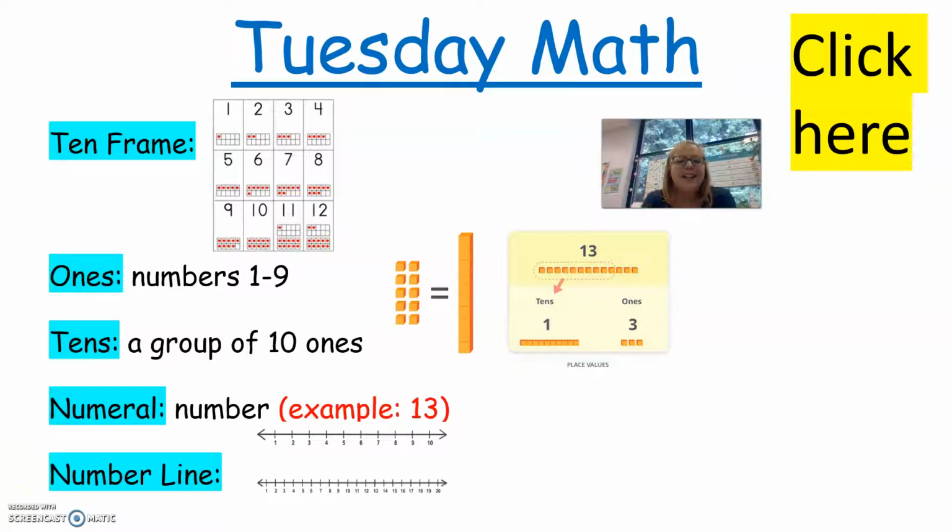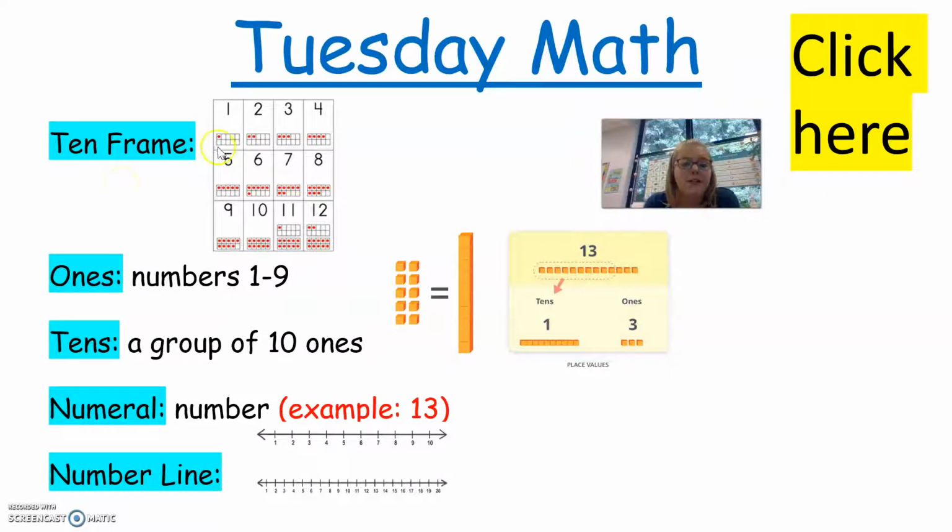Hey everyone! Today in math, we're going to be doing another activity with our numbers. Before we get started, let's go over our vocabulary. We've got some new ones today. Our first one is 10 frame. You might remember what a 10 frame is from kindergarten.